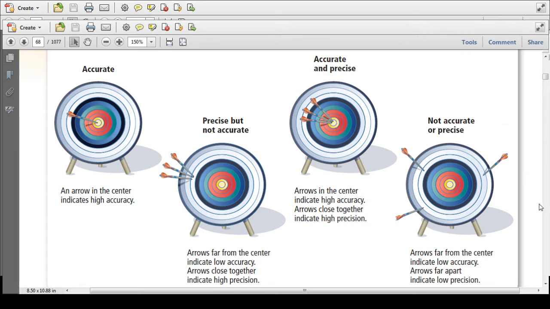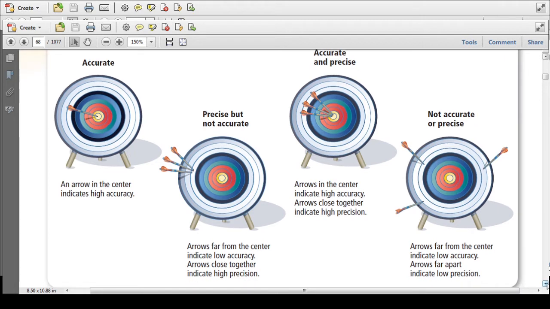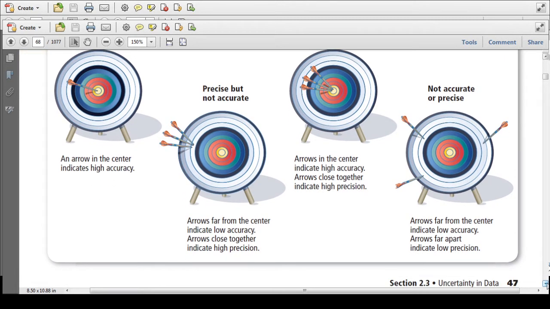Now again, if you're new to archery and you just start shooting at the target, chances are you're going to have a target looking like this, in which you have arrows that are not clustered near each other, and they're nowhere near the bullseye itself. So in this case, we would say the archer is not accurate and is not precise.